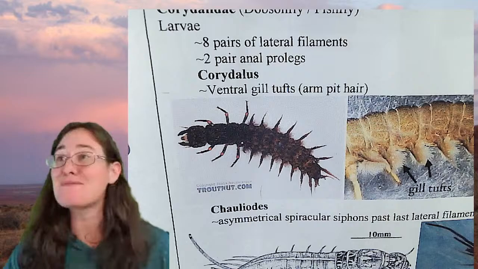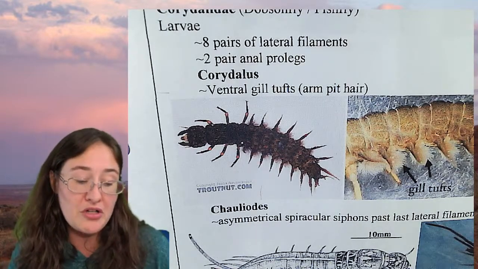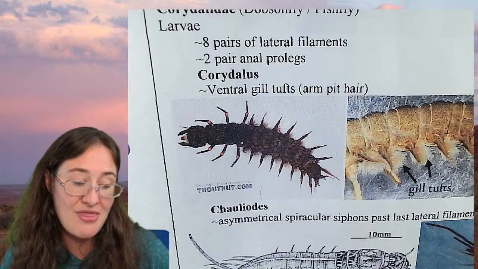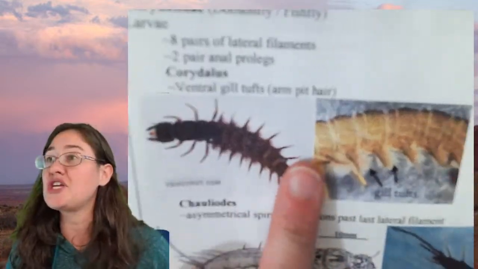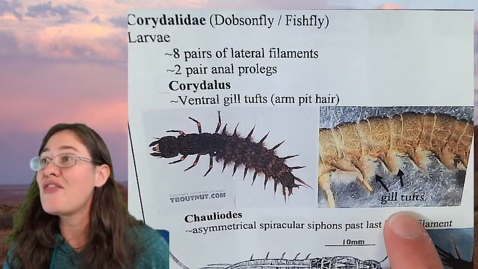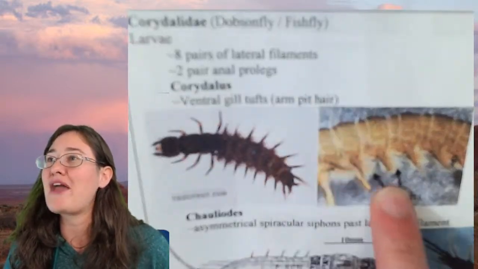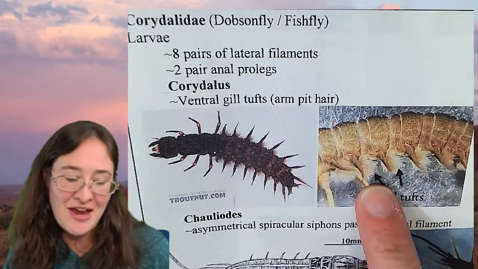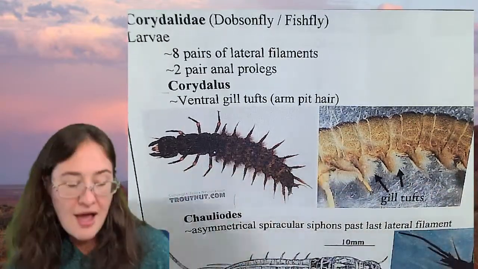Personally, I think it makes them look scary. They are a predator in the aquatic world, so they're big and scary, and they are there to eat you. Now, this genus, Corydalus, has gill tufts. So they have armpit hair. They have gill tufts here at the base of every single one of their lateral filaments.